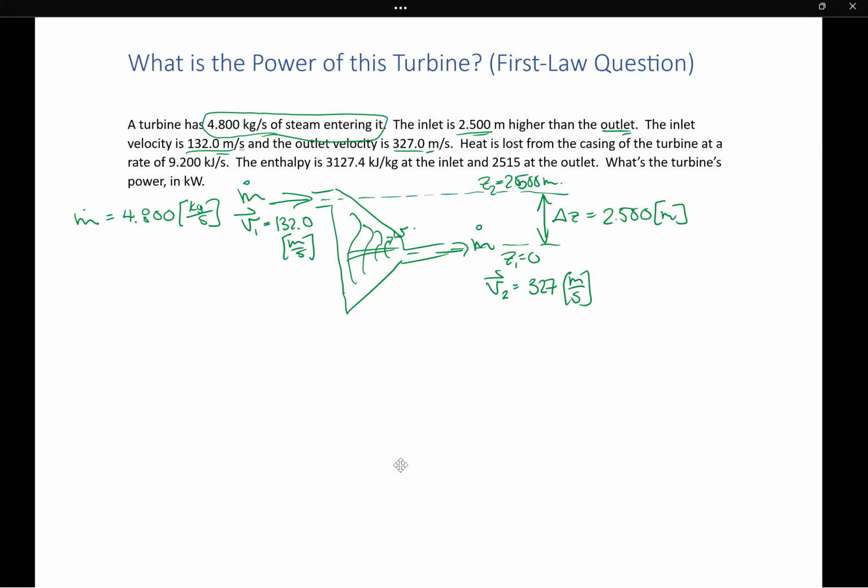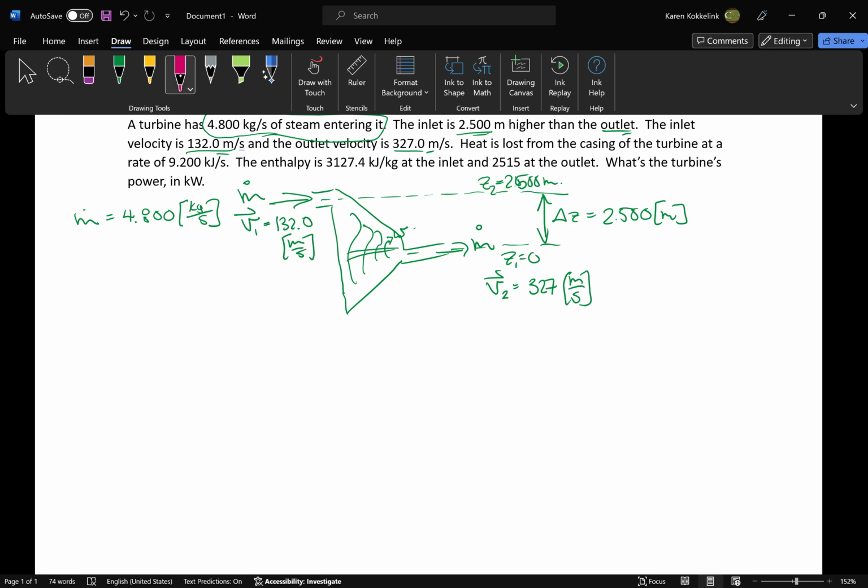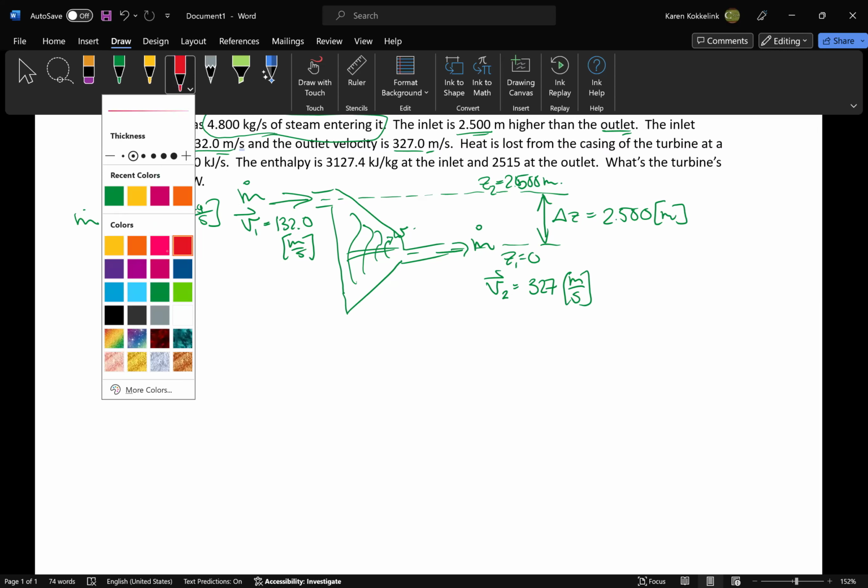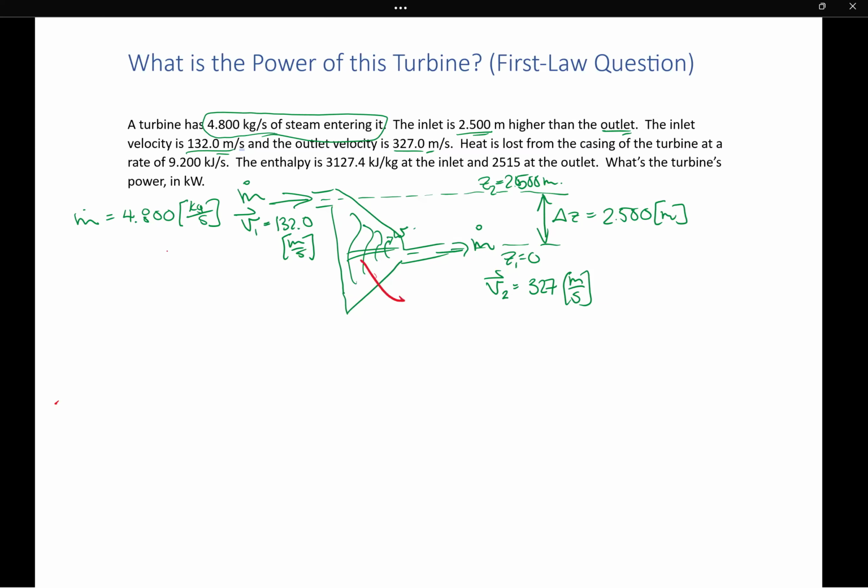And it actually does lose heat. I always like to do heat in red for some reason. So let's show our heat energy. This is not an insulated turbine, so we have some heat energy coming out here, and that is coming out at a rate. I'll use a small q because it's a rate of 9.200 kilojoules per second. If that were just in joules and not a rate, I would put capital Q. But everything here is a rate, so it's actually a Q dot. So that is the heat loss.